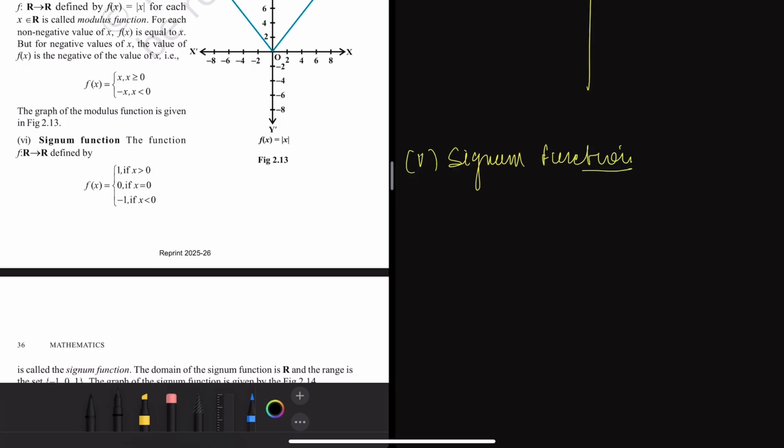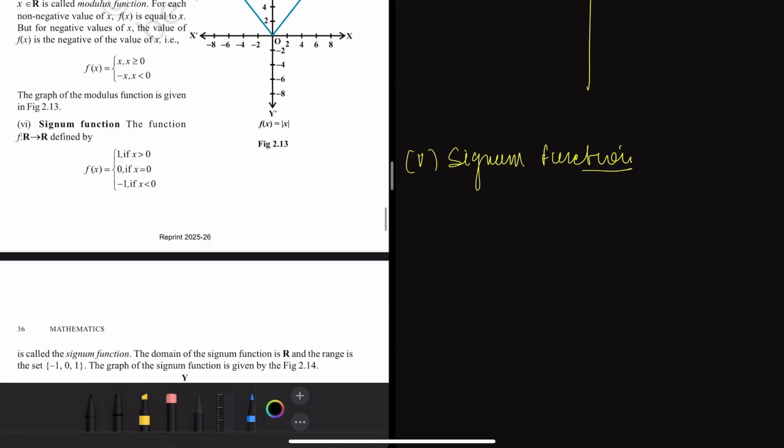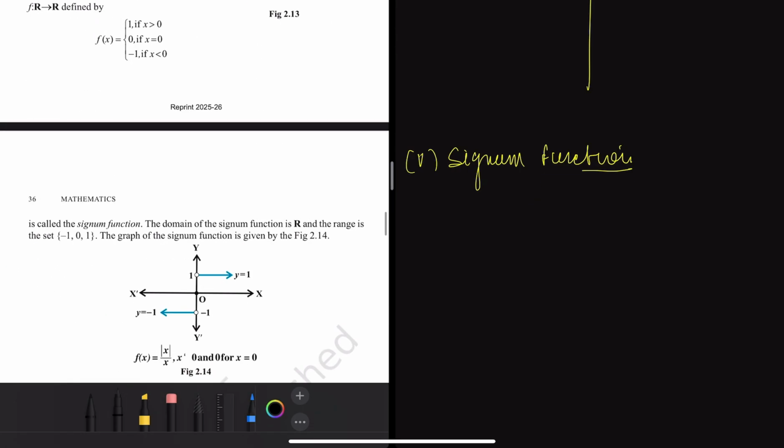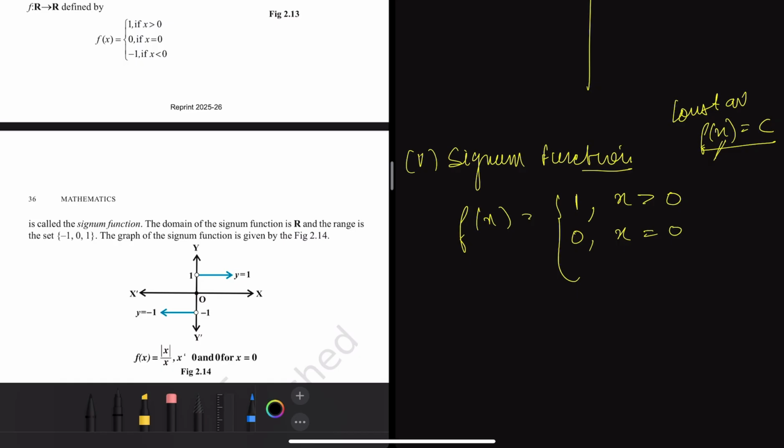Signum function. So signum function is also nothing but another type of a constant function. इसमें आपको वैल्यू दिया रहेगा, but the value will be decided based on the sign of x. जैसे constant function में it was simple कि कोई भी वैल्यू हो x का नेगेटिव, पॉजिटिव, 0, answer will be c. But in this case it is defined in such a way that answer will be 1 if x is greater than 0, it will be 0 if x is 0, and -1 if x is less than 0.